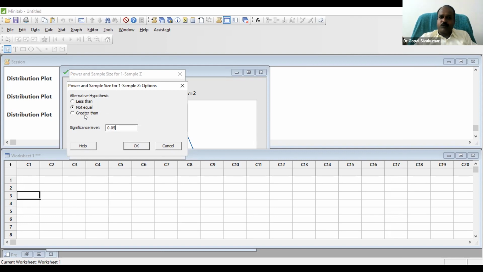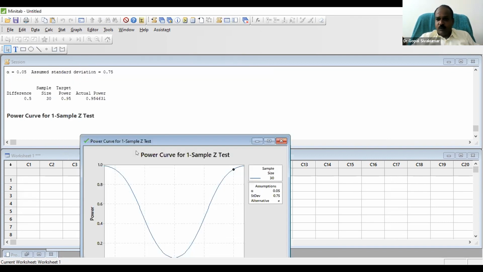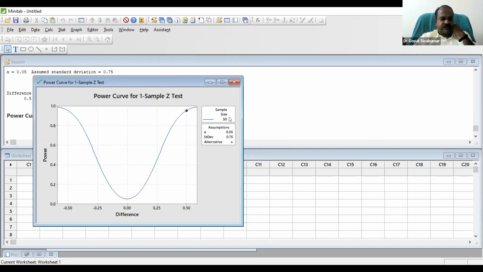And now you need to know what kind of testing. Is it 1-tailed or 2-tailed, right? If nothing is mentioned, you can always assume it is 2-tailed. So 2-tailed means not equal. Left-tailed means less than. Right-tailed means greater than. Now nothing mentioned, so assume 2-tailed. Now you give okay. Again okay. Now a power curve has come. What is this power curve telling? You should have a minimum sample of 30 to justify a difference of 0.5.